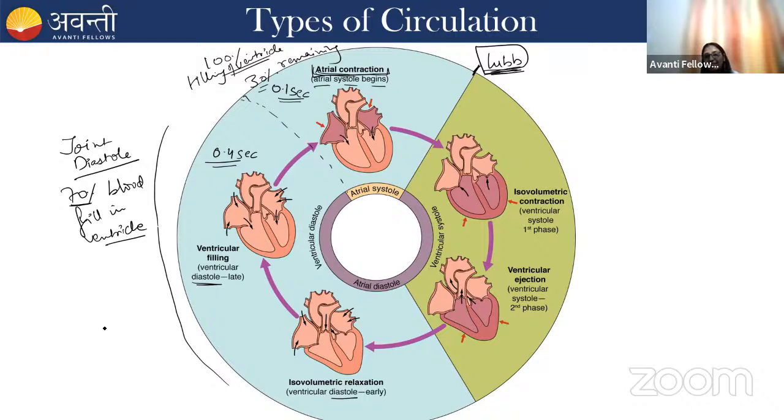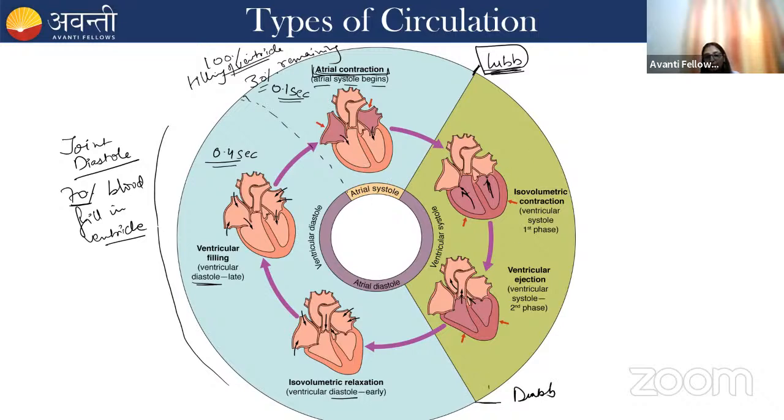And when the SA node transfers the impulse to the AV node, to the AV bundle, and from the AV bundle to the Purkinje fibers, it leads to ventricle depolarization and ventricle contraction, or ventricle systole. Now the ventricle will squeeze, and all the blood from the ventricle will move to the pulmonary artery and the aorta. The oxygenated blood will move to the aorta and the deoxygenated blood will move to the pulmonary artery.